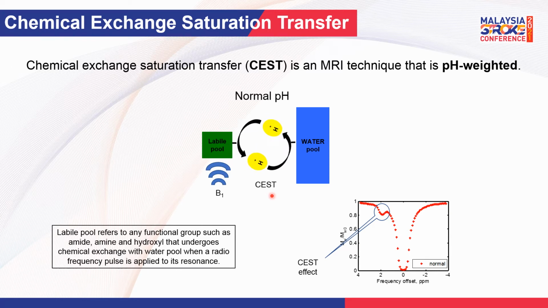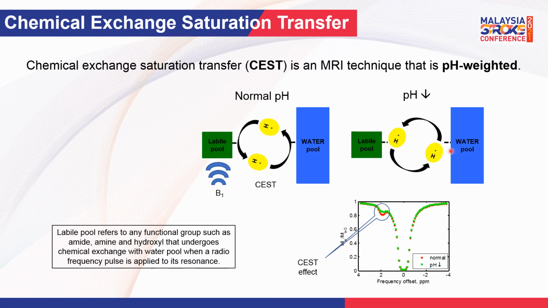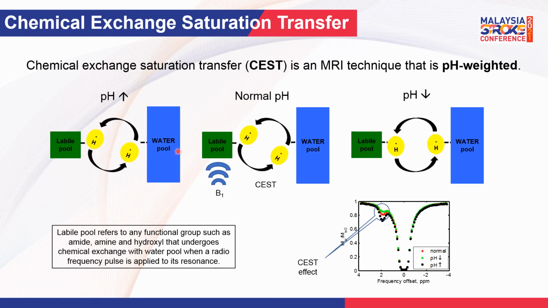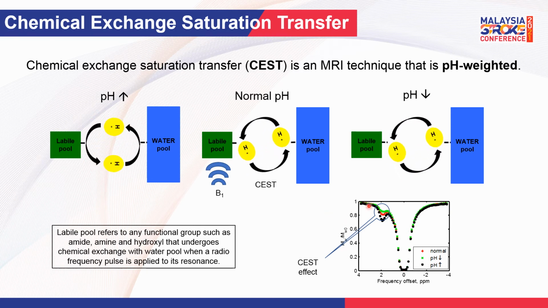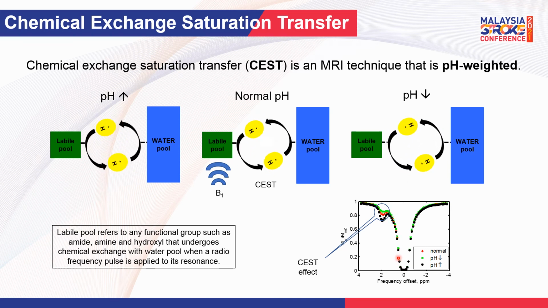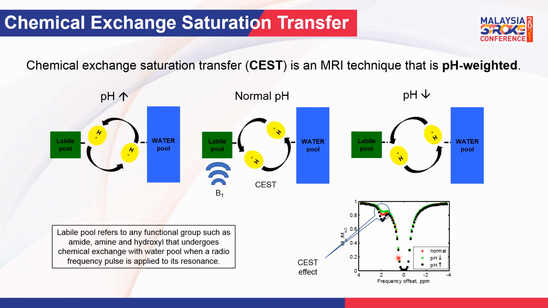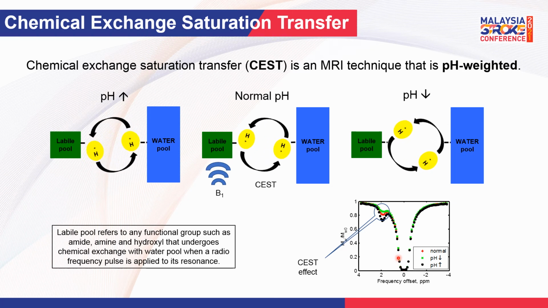And CEST is actually pH sensitive because the exchange rate of the chemical exchange process happening here is base catalyzed. And this means that when pH drops, the exchange rate decreases. So we observe a smaller CEST effect in the spectrum. And conversely, when pH increases, the exchange rate increases as well. So we observe a larger CEST effect in the spectrum. And that's basically how CEST is sensitive to the intracellular pH changes in the brain.